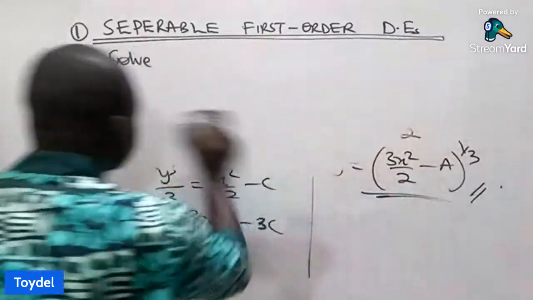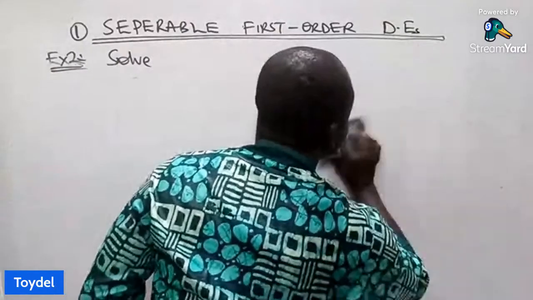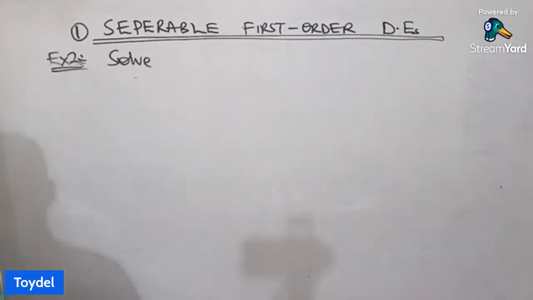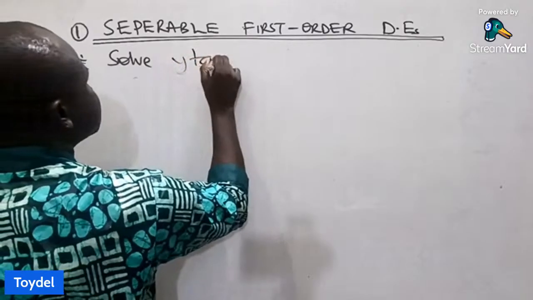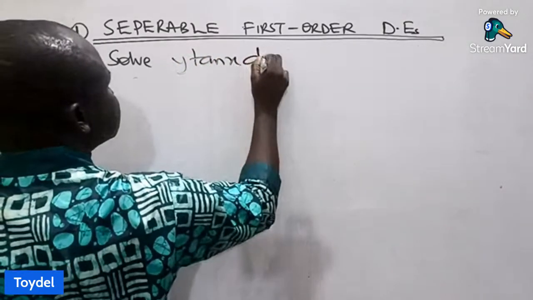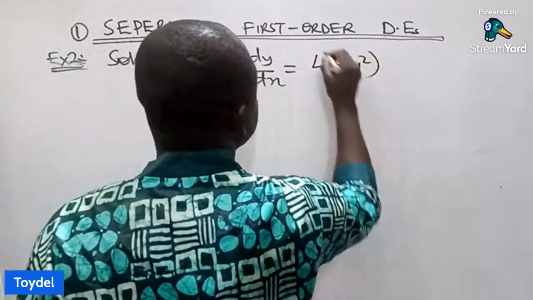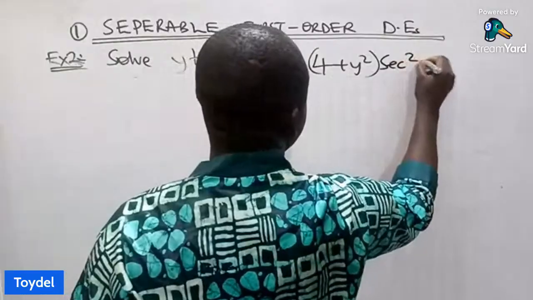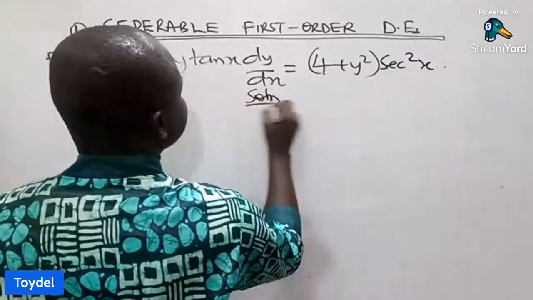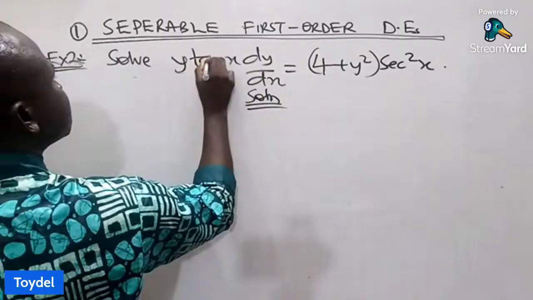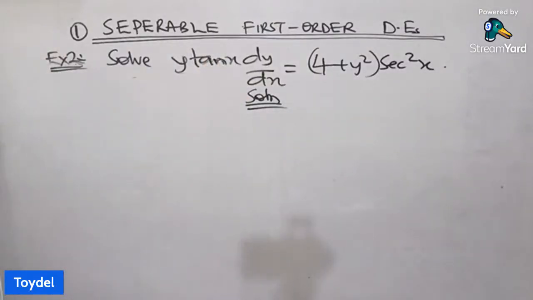And in this case now, we have to solve y tan x dy/dx is equal to (4 + y squared) sec squared x. This is what we are given. So if you have this type of first order differential equation, how do we get the solution? Just look at it very well. Is it possible to separate x with dx, then y with dy? I think the answer is yes.